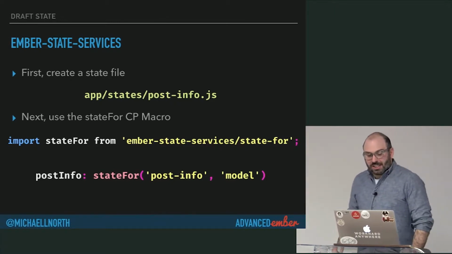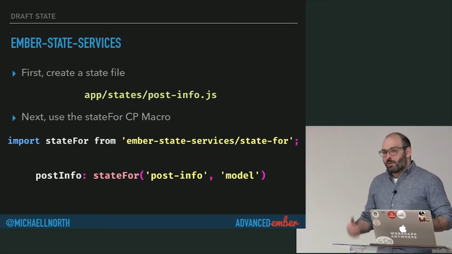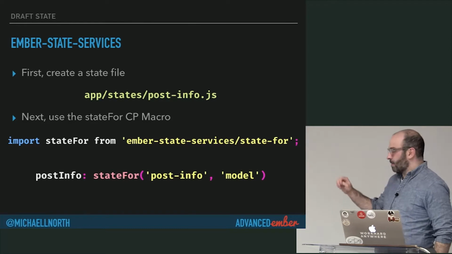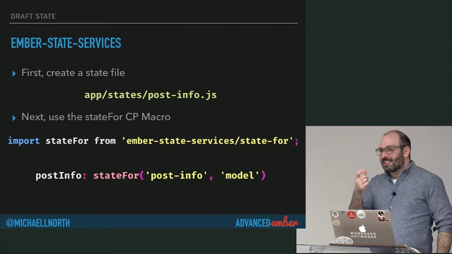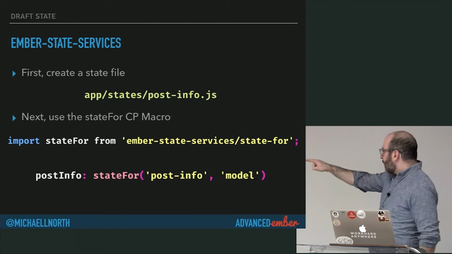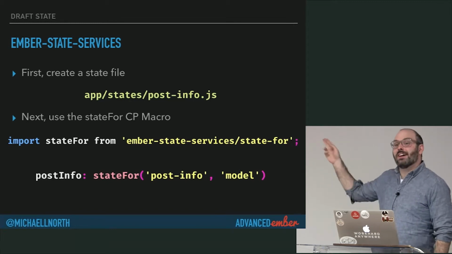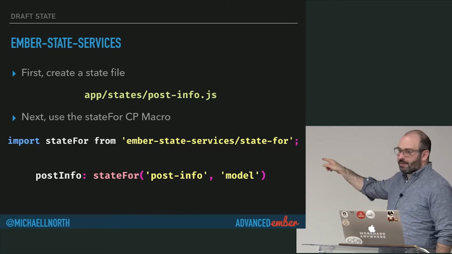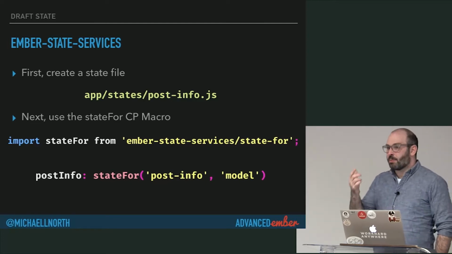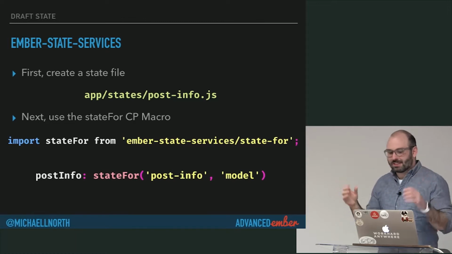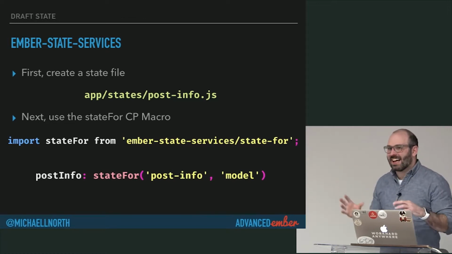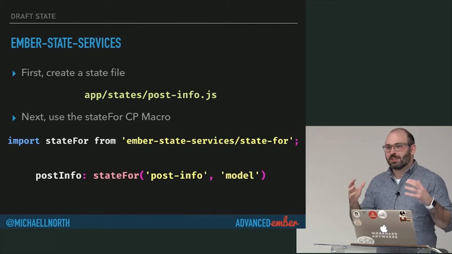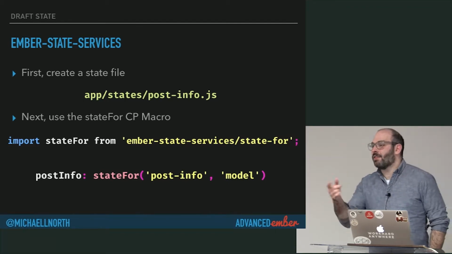And then we're going to use the stateFor computed property macro anywhere we want to get a reference to this draft state. And that accepts two arguments here. The first is the type of state we're working with. So postInfo here is going to match the file name in that states folder. And the second thing here, this model string, that is the property key on this object. So if you use stateFor in the context of a component, model would be the property key that you'd be able to use to find the key for the weak map.